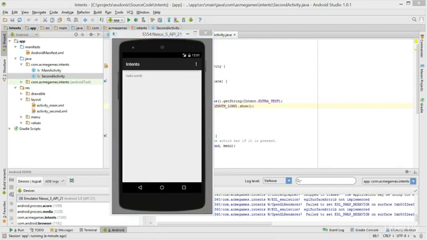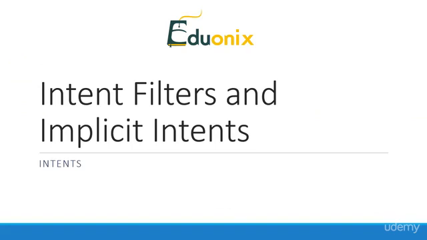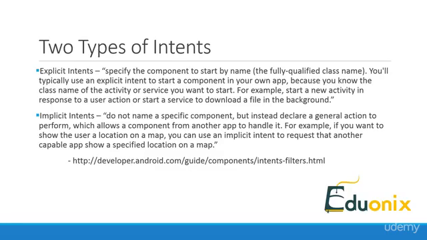In the next part of this lesson, we will cover the different types of intents and how we can declare what type of intents an activity should receive. In this part of the lesson, we will cover the different types of intents as well as intent filters for implicit intents. There are two types of intents, explicit and implicit.